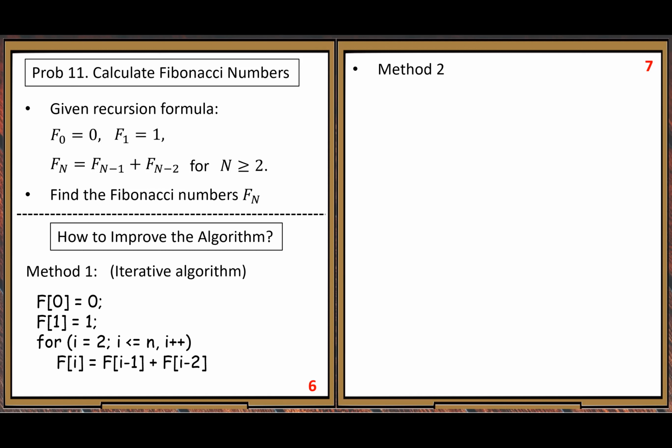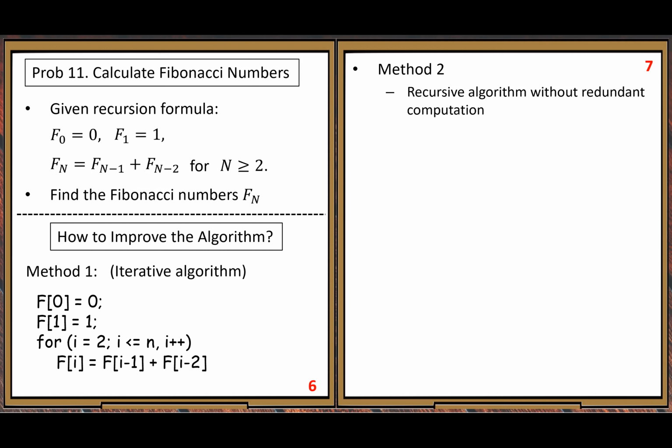All right. Method two, another one. We still want to use the recursive algorithm, because we know the recursive algorithm is very important. Sometimes we cannot convert it to an iterative method, like the Tower of Hanoi. How can you convert it to an iterative method? No way. So many times the recursive algorithm must be used.